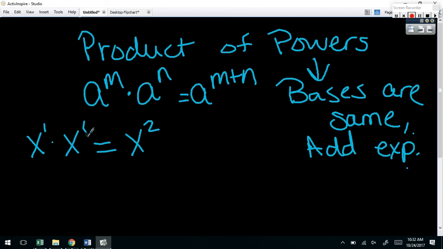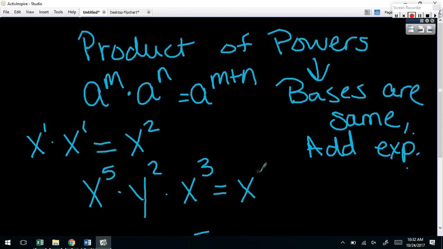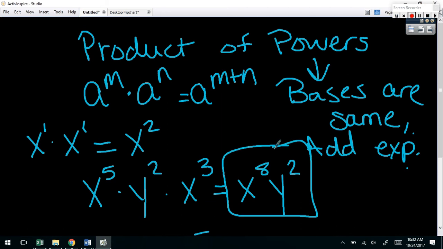Because the bases are the same, I add the exponents, okay? If I'm multiplying the same base, I add the exponents. What about if I had x to the 5th times y squared times x to the 3rd? You can only do the x's together there, which would be x to the 8th, y to the 2nd. I can't do anything else with that because the base is not the same. What about if there's only 2 and it was x to the y? You would just leave it. It's already simplified at that point.